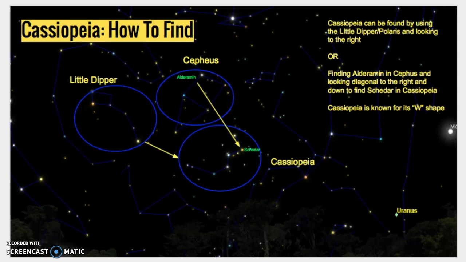And you can use the Little Dipper or the North Star and look to the right to find Cassiopeia. Or if you want to be a little bit more exact, you can find Cepheus, that constellation, and his star Alderamin, which is labeled in green. And if you look diagonally down to the right, that will direct you to one of Cassiopeia's brightest stars, Schedar.